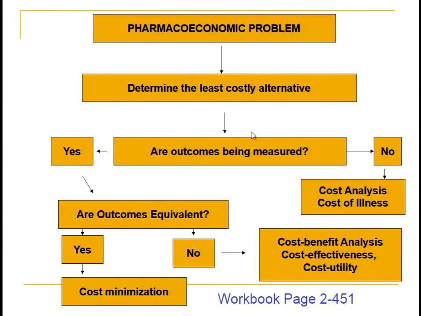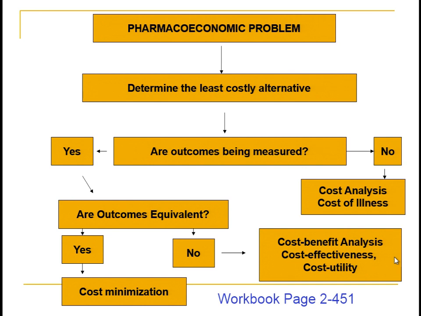So first you need to know if outcomes are being measured. If they're not being measured, you really just have a cost analysis or a cost of illness study. And these are described in detail in your workbook. If the outcomes are being measured, are the outcomes equivalent? This is both the effectiveness outcome and the adverse effects outcomes, and they are within a clinically significant range. If yes, you can do the rarely used cost minimization, because this doesn't happen very often. If not, then you need to do a full analysis.